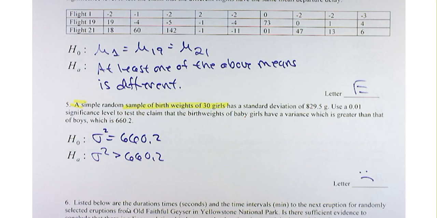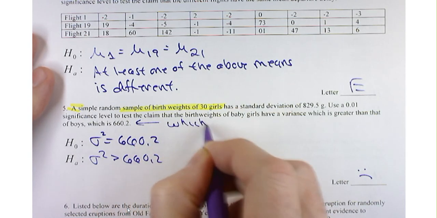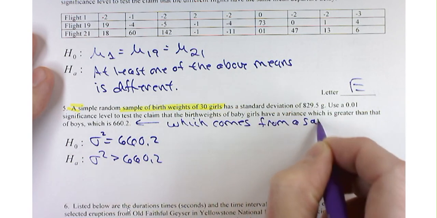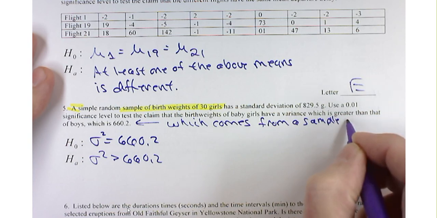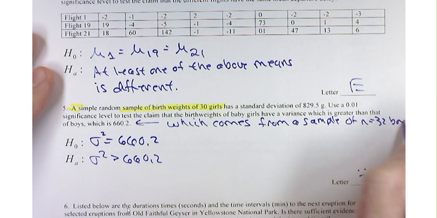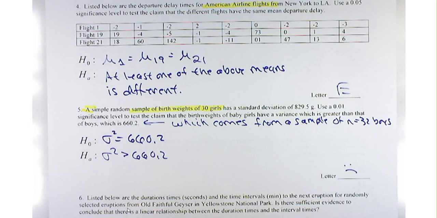On the final exam, all your hypotheses will be in play, so that won't be a problem. But for this one, I probably should have said 662, which comes from a sample, and throw out your favorite number, say n equals 32 boys. That would have made it hypothesis tests for two population standard deviations. But as written, it's not.